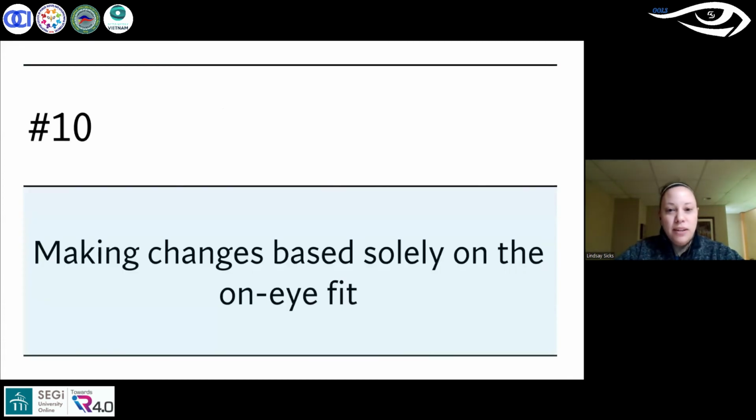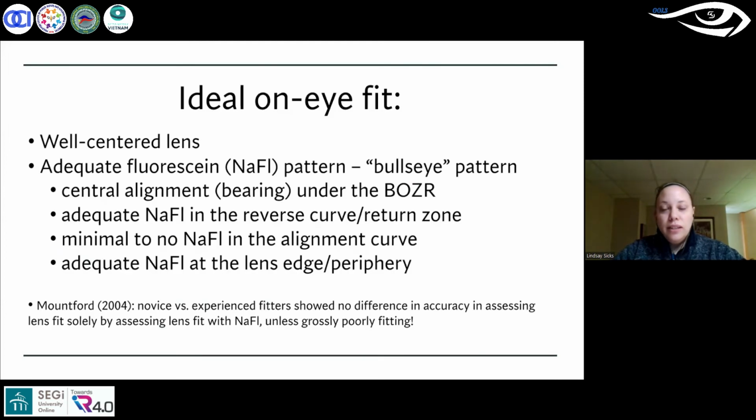All right, our last one here would be making changes based solely on the on-eye fit of your lens. So let's review what we're looking for ideally on eye. We want a lens that is well-centered. It's going to have a fluorescein pattern that looks like what we call a bullseye, where it is flat in the center and has a nice mid-peripheral ring of fluorescein in that reverse curve or return zone. And then in the alignment curve, we're going to have minimal to no fluorescein. And then we get a little bit of fluorescein there at the lens edge.